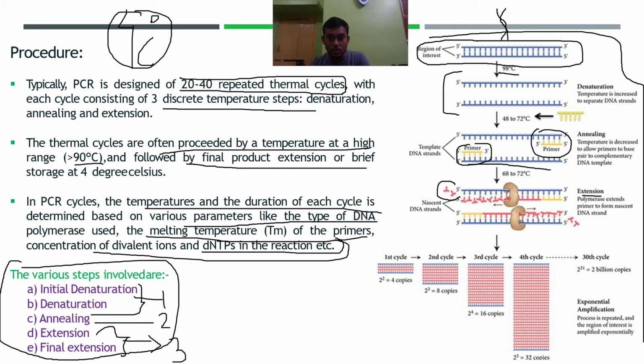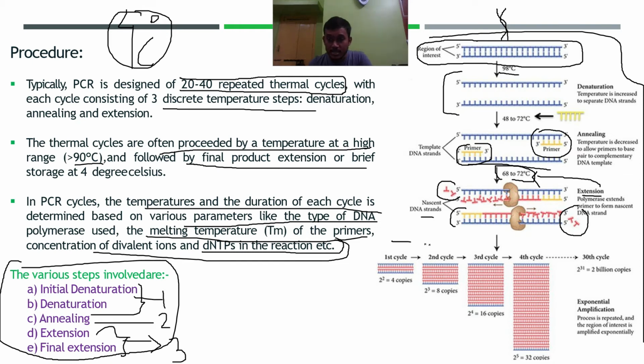So this will lead to formation of nascent DNA strands as long as the primer is bound to the DNA. As you can see, more and more DNA strands are produced, which will result in the elongation of DNA, and more strands will be produced, and thereby the cycle goes on. And the extension is carried out at a temperature of 68 to 72 degrees Celsius.